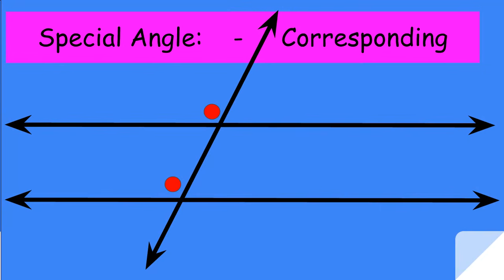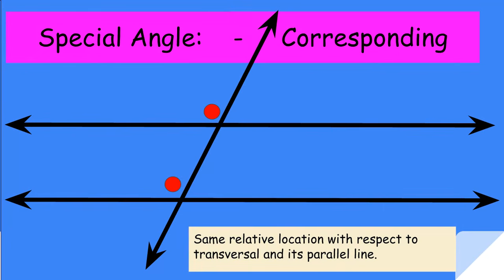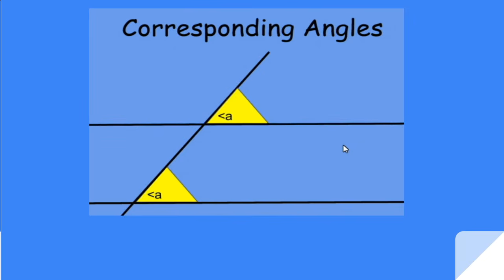Okay, these angles are special angles. They're called corresponding angles. We do notice that they're on the same side of the transversal, but one is on the exterior and one is on the interior. But if we take a look, they're really in the same relative position with respect to their parallel line and the transversal. So they're both located on top of their parallel line, and they're located on the left side of the transversal. If we take a look at this GIF, it will help us identify corresponding angles.